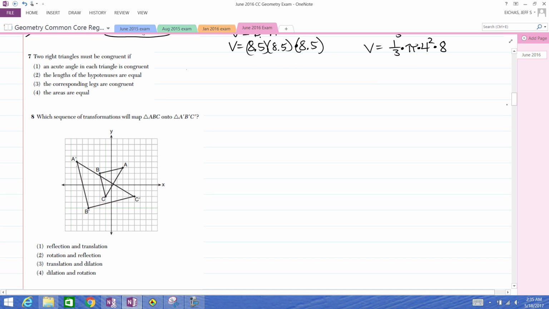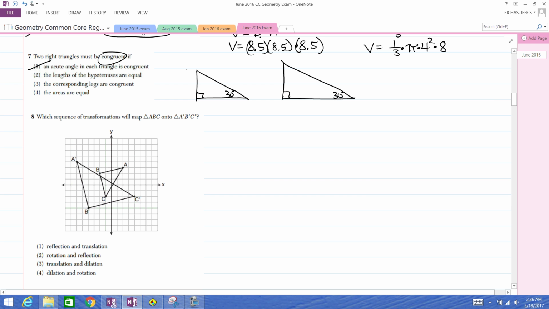Now, two right triangles must be congruent if. All right. So an acute angle in each triangle is congruent. We could have, let's just do an easy 130. But then we could have a bigger triangle that has a 30. So that's not going to be enough. That's going to get us similar, not congruent. That's what we're after.